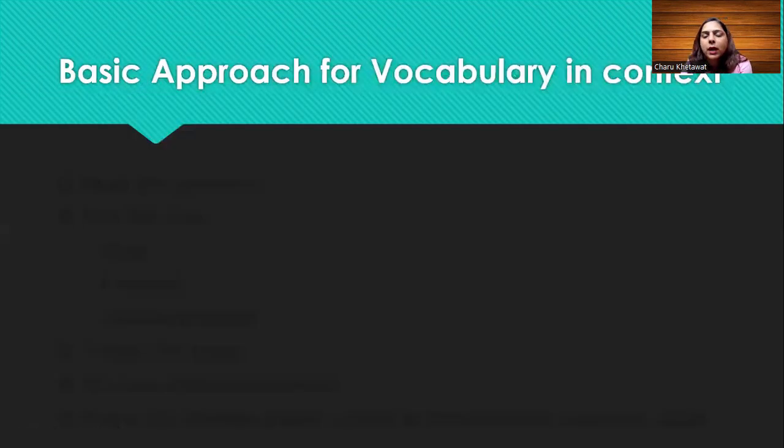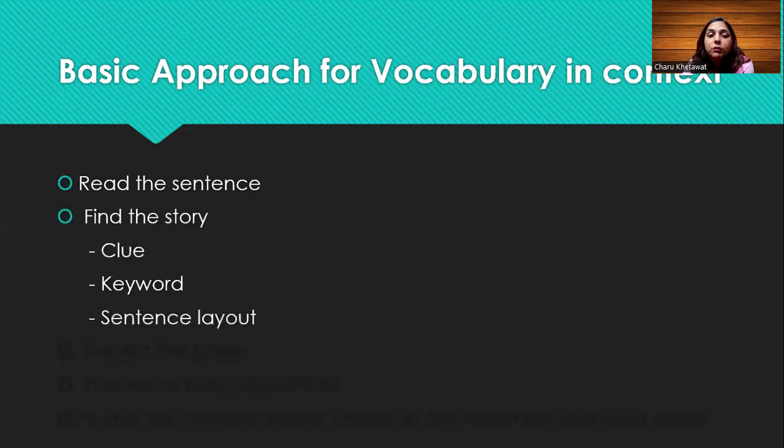So the basic approach in vocab in context, by now you should understand, is to first read the sentence and find the story. Find the story means find a clue, which is always there in the sentence. Look for it. And if you have difficulty finding it, ask yourself two questions: What is the blank talking about? And what information is given about that subject? That information is a clue. Keywords can be similarity keywords or contrast keywords. Look for them, and they're going to help you in choosing the word similar to or opposite to your clue.